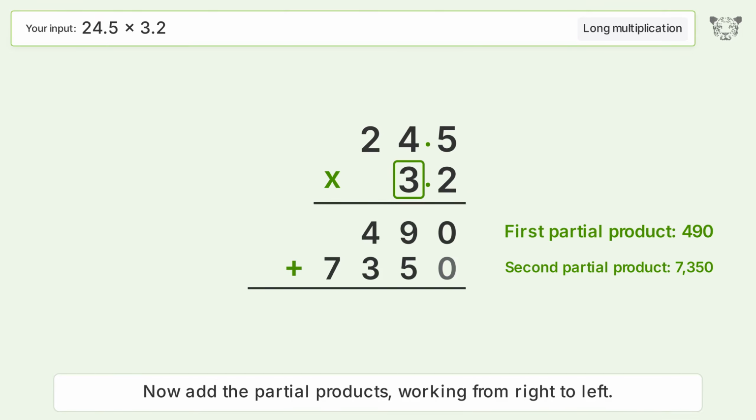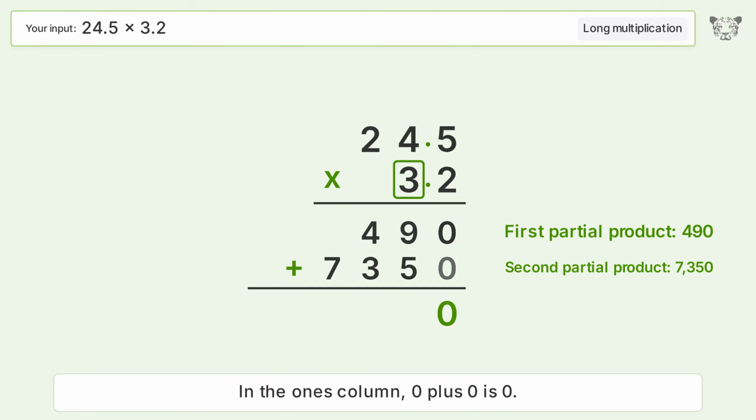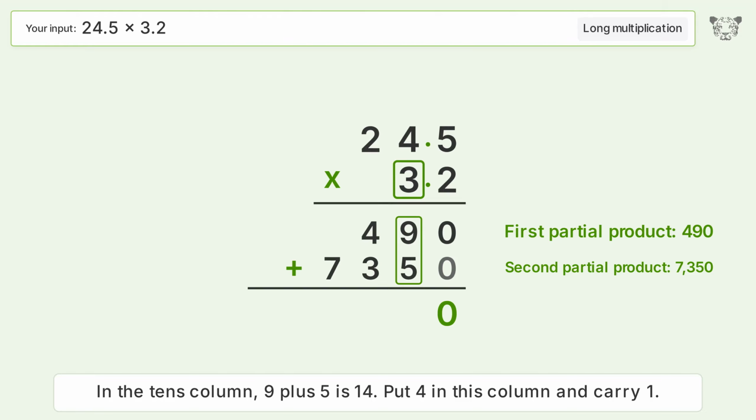Now add the partial products, working from right to left. In the ones column, 0 plus 0 is 0. In the tens column, 9 plus 5 is 14. Put 4 in this column and carry 1.